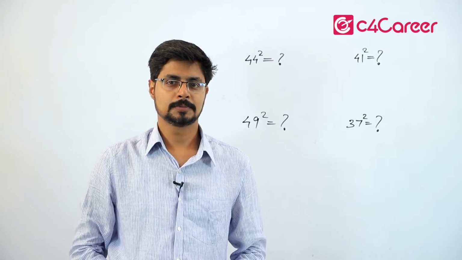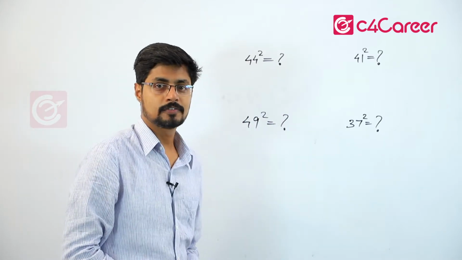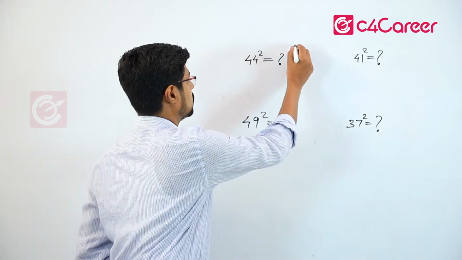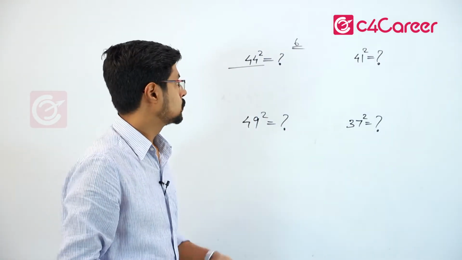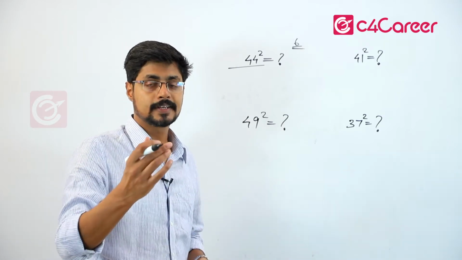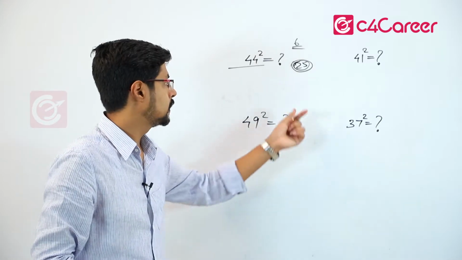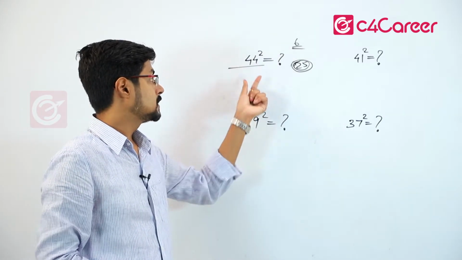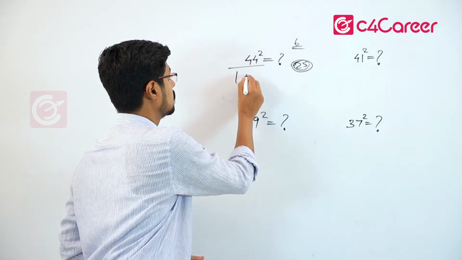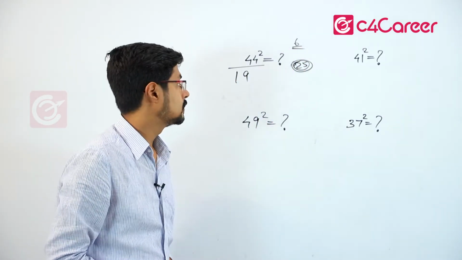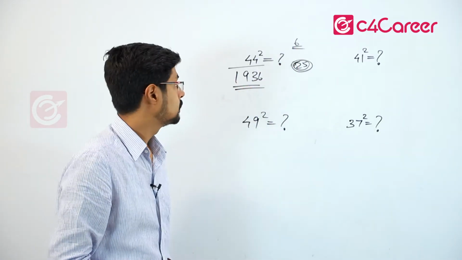My dear students, let's practice some questions on the technique that we just discussed. 44 square. So difference from 50, that is going to be 6. What is going to be the first part? You always have to remember the number 25 when the difference is taken from 50. So this number is less than 50. So what we are going to do? 25 minus 6, that is 19. Next part, 6 square is 36. So 1936 is your answer.